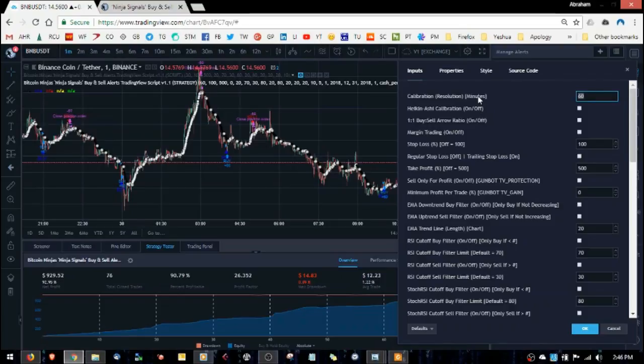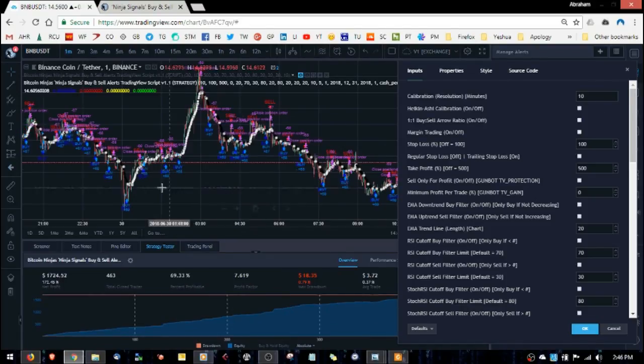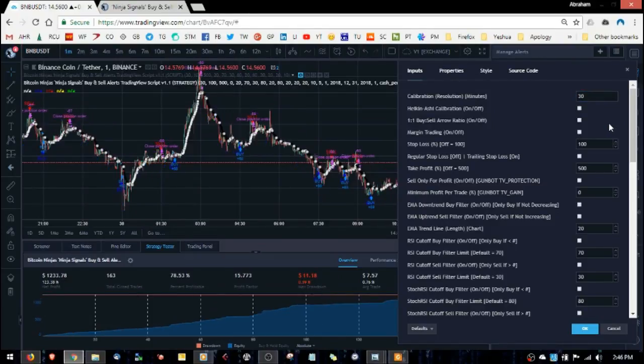Not much of a difference. Let's crank that up to like 200. You can see arrows are becoming very spread out. Whereas if I bring them back together, remember we were at 30 when we started, now we're up to 200. I'll bring that down to 10 minutes. And you'll see that trades are much more aggressive. Lots and lots of trades now. Let's put that back to 30. So that allows you to adjust how aggressively you're going to trade.